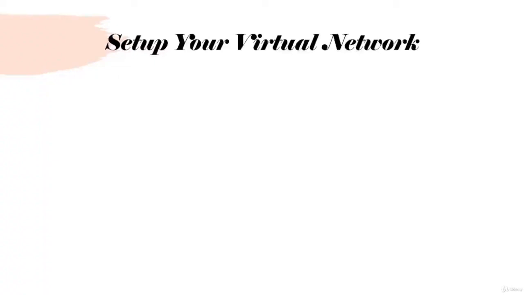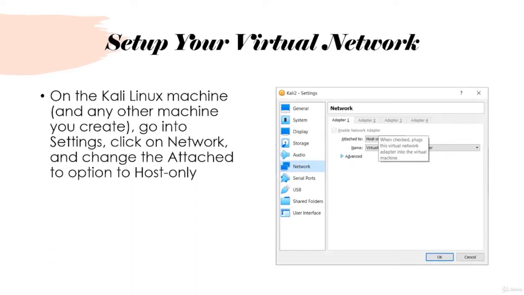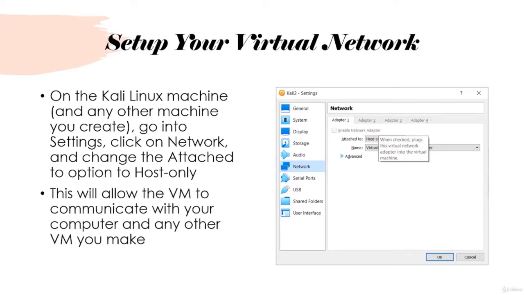Okay, so now let's go through actually how to set up our virtual network so our machines will be able to talk to each other and our laptops can actually talk to our virtual machines. So what you're going to want to do on a Kali Linux machine in the VirtualBox window, you're going to want to right click it again, click on settings, and then click on network and change the attached to option to host only, alright? So what this is going to do is make pretty much a private little network with just the host, so that your host has an IP address and your Kali Linux machine has an IP address and they can talk to each other, okay?